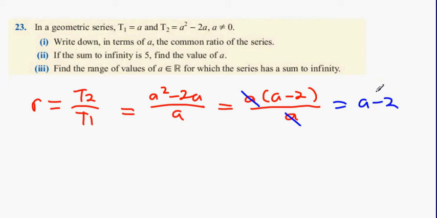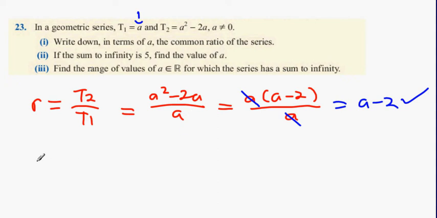Remember, this a has nothing to do with the first term. Or it does actually, because the first term is a. Now, write down in terms of a, the common ratio of the series, that's a minus 2. Okay. Then, the sum to infinity is 5. Find the value of a.